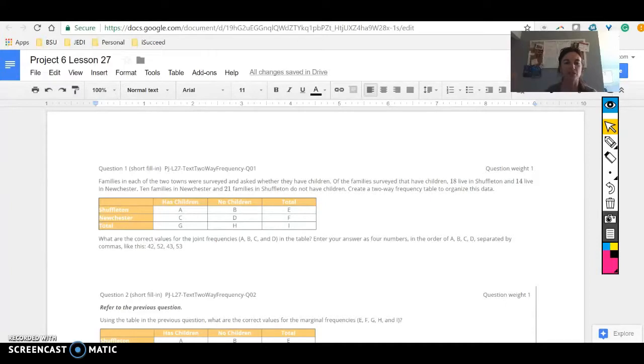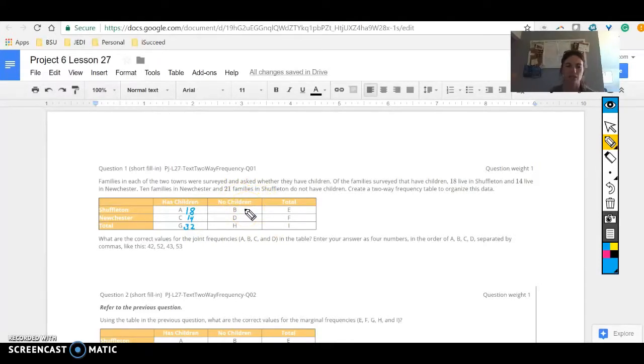families in each of the 2 towns were surveyed and asked whether they have children. Of the families surveyed that have children, 18 live in Shuffleton, 14 live in Newchester. 10 families in Newchester and 21 families in Shuffleton do not have children. Create a two-way frequency table to organize this data. Okay, so let's go ahead and just plug those numbers in. So 18 with children live here in Shuffleton, and 14 live in Newchester. And so that's a total of 32 families that have children.